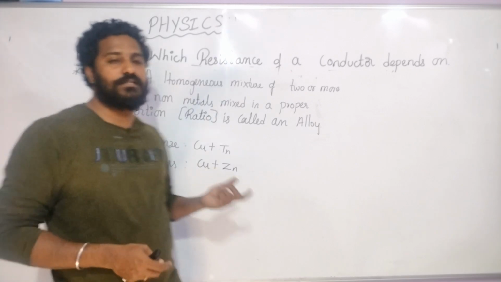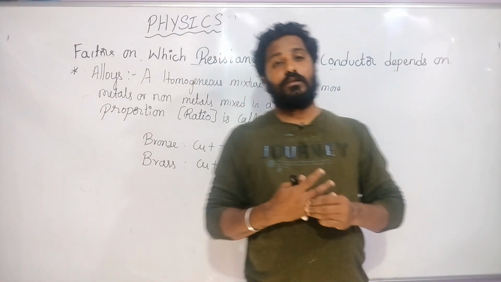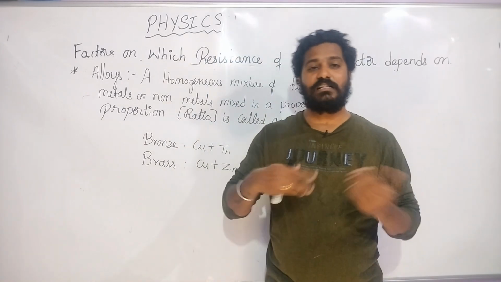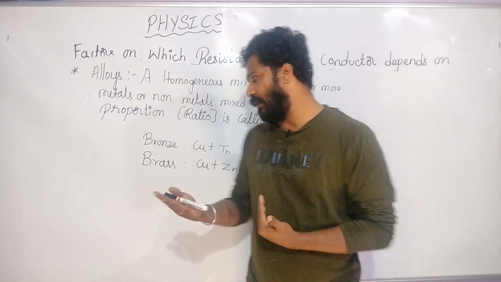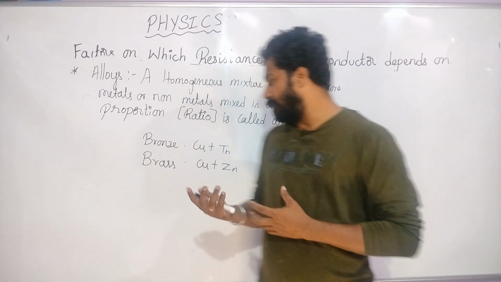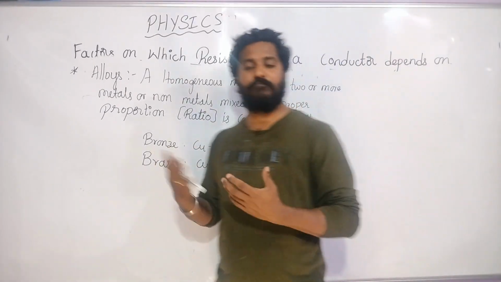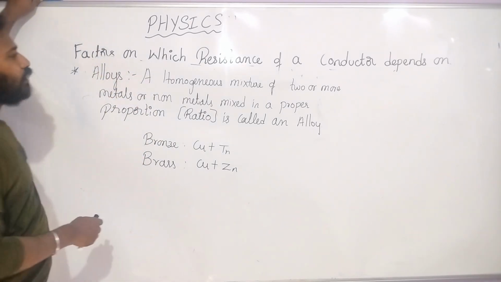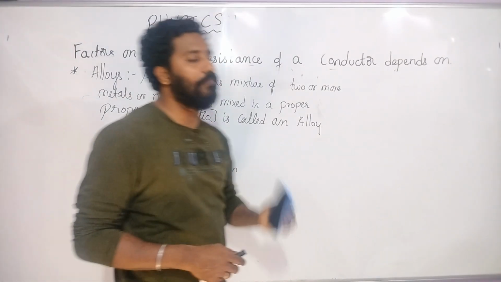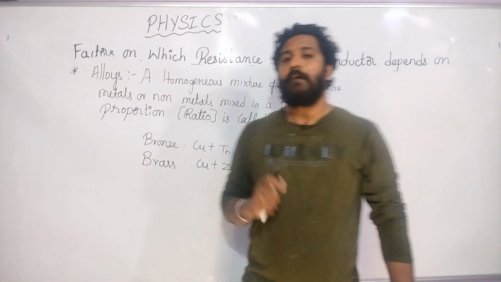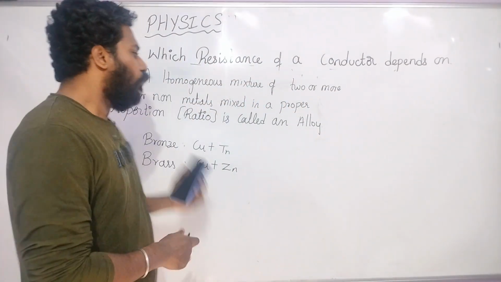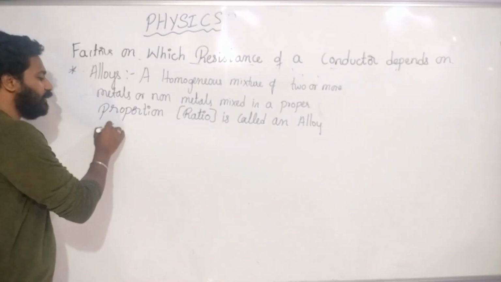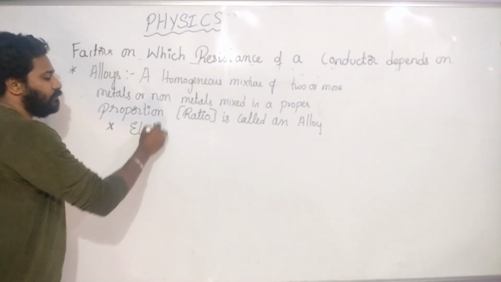And also brass, you have seen in your home, right? In utensils and vessels, we are seeing brass. It is made up of copper plus zinc. Same way. So this is the definition for alloys: alloys are the homogeneous mixture of two or more metals or non-metals mixed in proper proportions. So now, why do we use alloys? We use alloys in electrical devices.